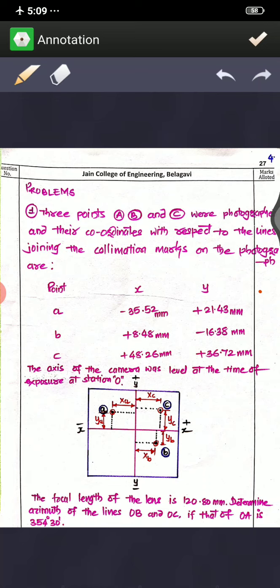The camera axis of the camera was at level. The time of exposure at the station, that is at O, is what they have given here. Now the same problem I tried to explain with this figure. This figure is not given in the problem, but I have drawn it here with the data only so that you can easily understand the things. Here these are the x and y coordinates. You know that to get the horizontal or vertical angle, you should know xa and xb, ya and yb, then xc, yc. So I drew a figure here just to understand the things.